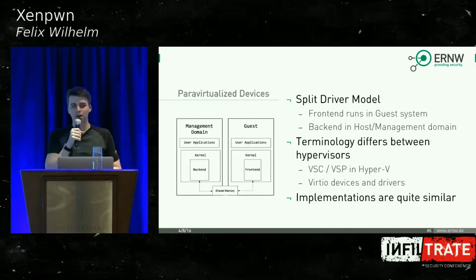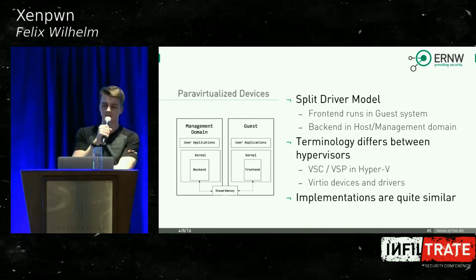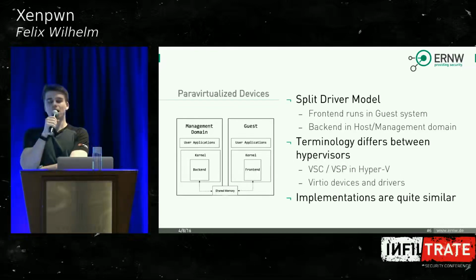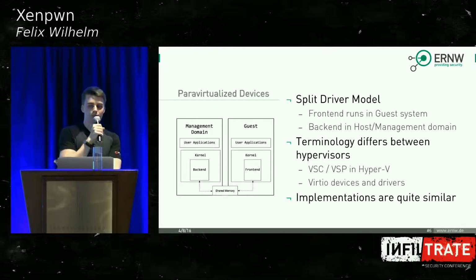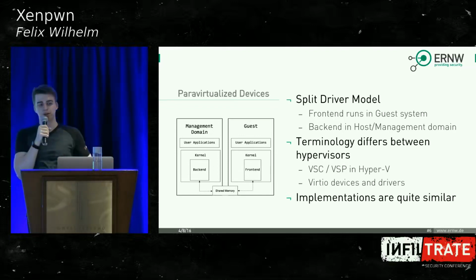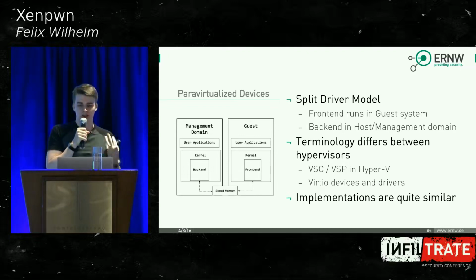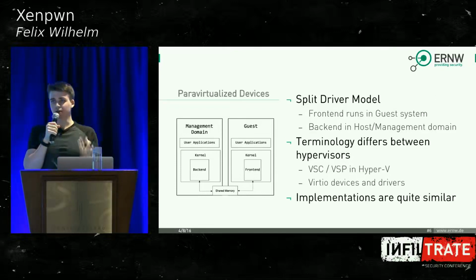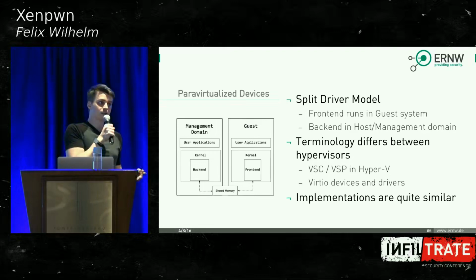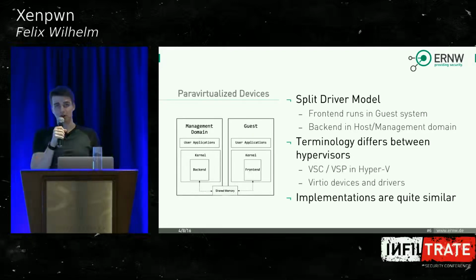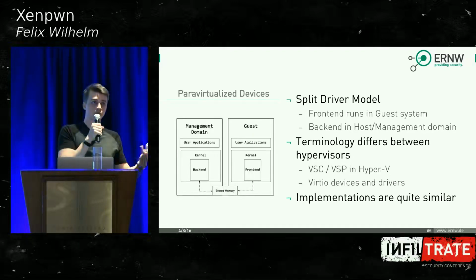Now, para-virtualized devices, and this is where it starts to become interesting, are all implemented using a split driver model. So you have this front end, and the front end runs in the guest system. It's simply a device driver that runs in the guest kernel. And the back end then runs in the host system or the management system. So on KVM it would be the host system, so the host Linux system.